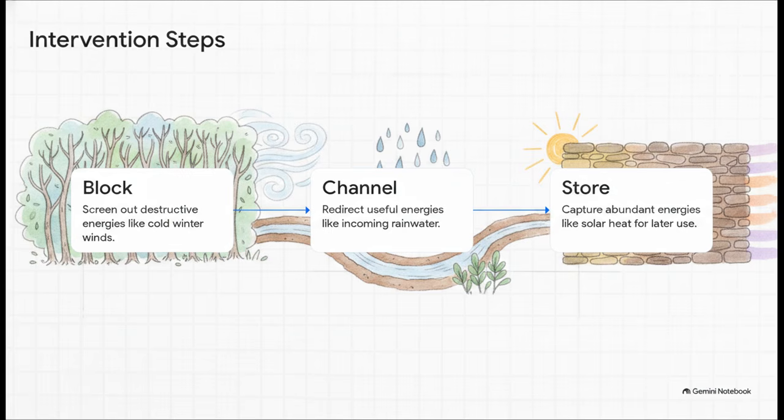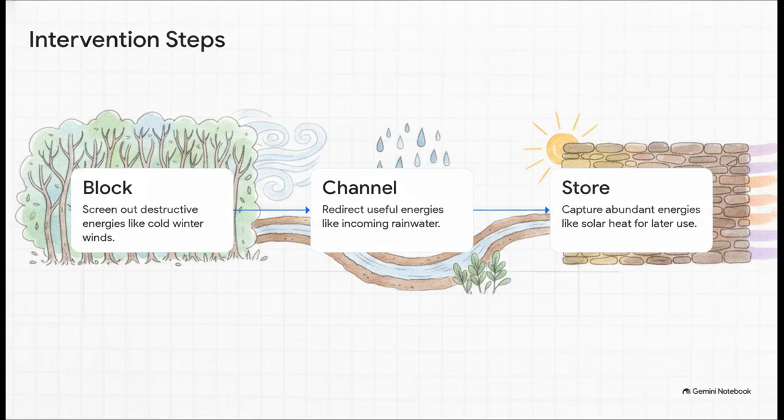A perfect example of this is planting a dense, wedge-shaped line of evergreen trees to act as a windbreak against those biting winter gales. Number 2, we can channel useful energies. This might look like digging a swale exactly along contour to elegantly redirect incoming rainwater right to the roots of your thirsty fruit trees. Or number 3, we can store abundant energies.